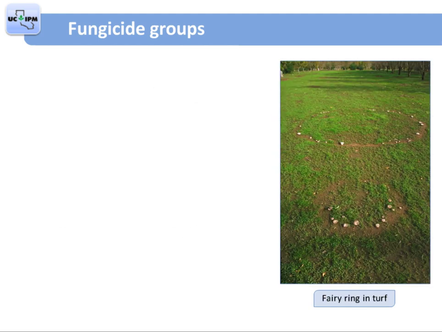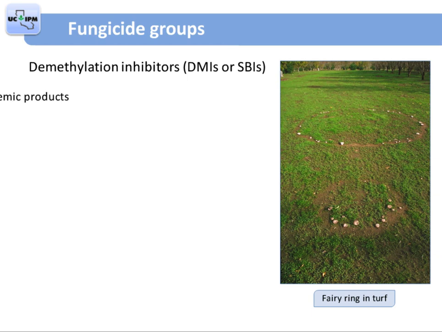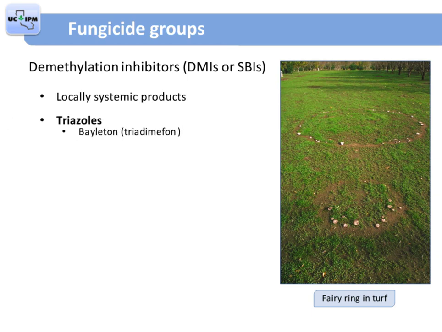Let's move to the demethylation inhibitors, often called the DMIs or SBIs. Several products in this group have the same chemistry. They are triazoles. The first example is Bayleton. This has been commercially available in California since 1982. Its active ingredient is triadimefon. This is locally systemic. Elite is a newer DMI fungicide. We would expect to see cross-resistance.